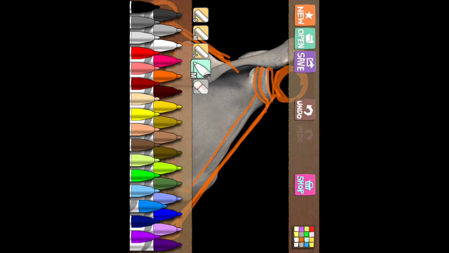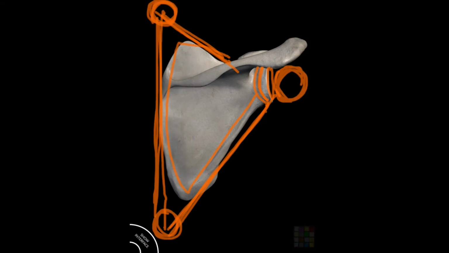So if we drew in the joint capsule, we could say that it would be attached along the neck and then extend out over the joint, and would encompass the head of the humerus and would be attached on the humerus at its anatomical neck.